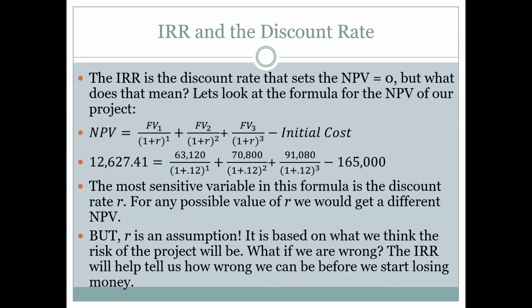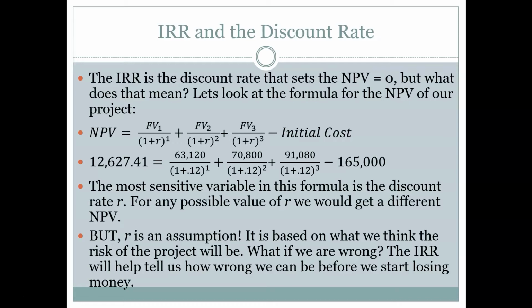This is the NPV function for 3 cash flows minus the initial cost, and this is the common problem we've been working. If I plug in the numbers from the common problem, we see that the 3 cash flows are discounted at the 12% required return. That gives us a net present value of $12,627. What you should note here, though, is that the most sensitive variable in this formula is the discount rate. That's this variable R. What we have set is 12%, which is our required return for this project.